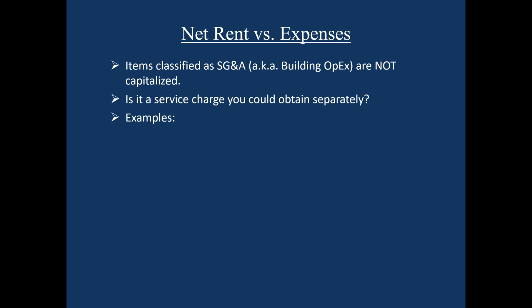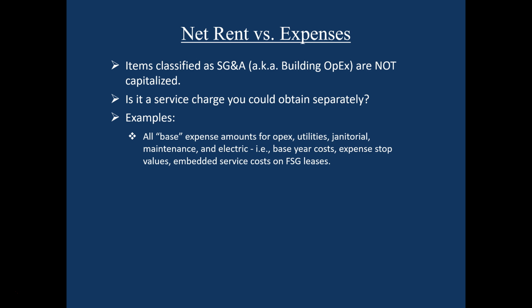Here are some examples of items that are generally classified as expenses. All base expense amounts for operating expense, utilities, janitorial, maintenance, and electrical, in other words, base year costs, expense stop values, and embedded service costs for full service gross leases. FYI, base expense amounts are recorded even when the base rent is abated. Why? Because they are deducted from straight line rent.